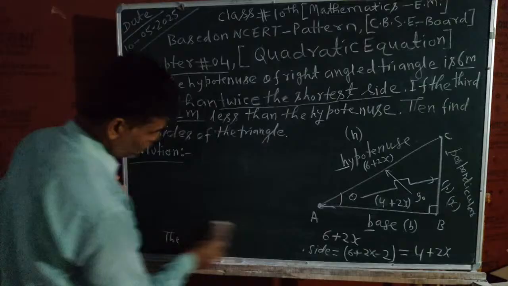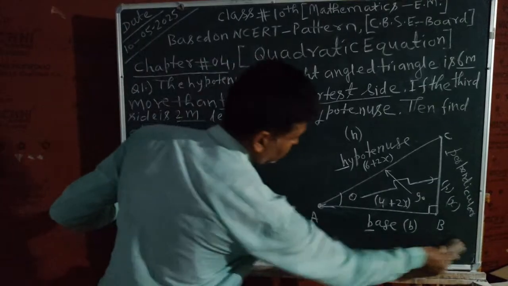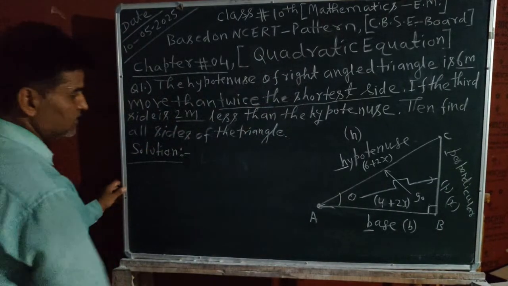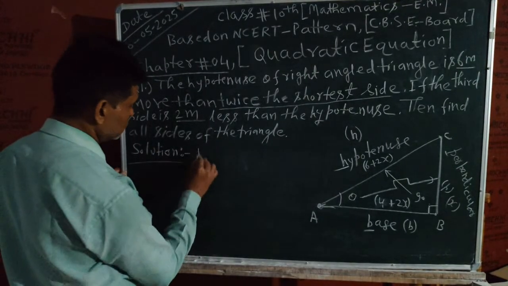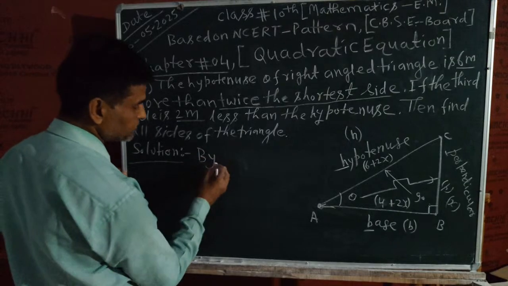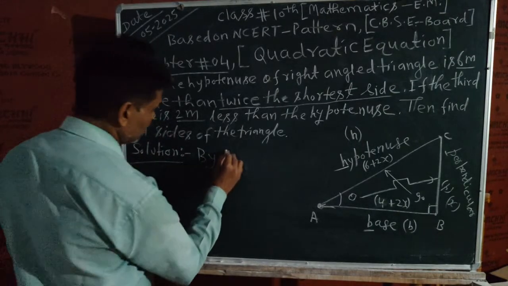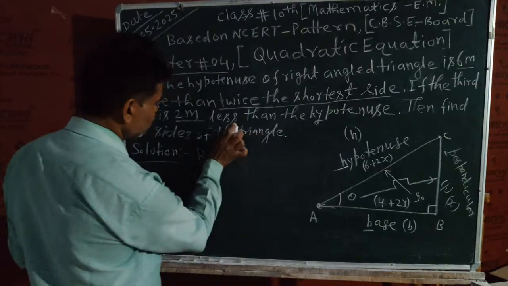Okay, students. So further, I am going to erase this data for evaluating the solution. Here I am going to erase this, because all the information is available in the triangle. So now I have to write one statement. That statement is like this: by Pythagoras theorem.